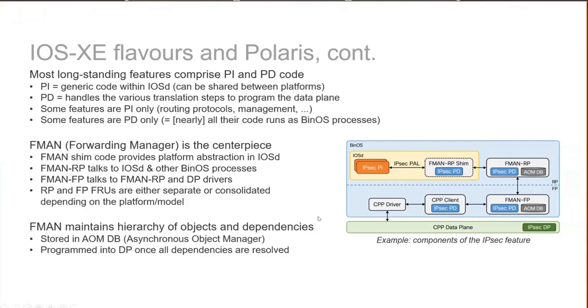Apart from that, FMAN also maintains a hierarchy of objects and dependencies. As I was telling, they'll be stored in AOM DB, and it will be programmed into DP once all dependencies are solved. So whenever you configure something on the control plane, they'll be pushed to the platform, the data plane, as objects, and they'll be programmed once the dependencies are solved. And finally, an acknowledgement will be sent back to RP. We'll see how that works at the end of this session.